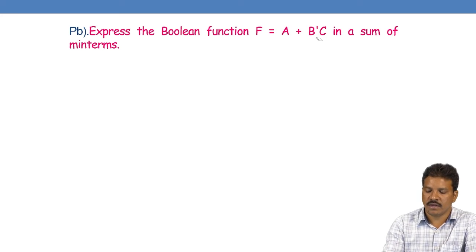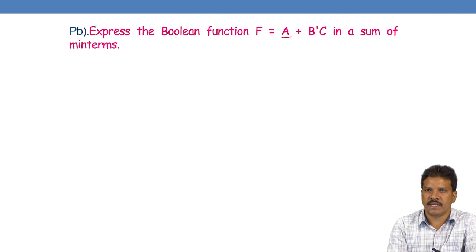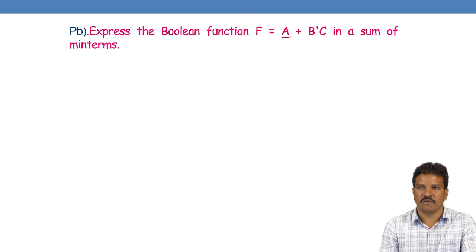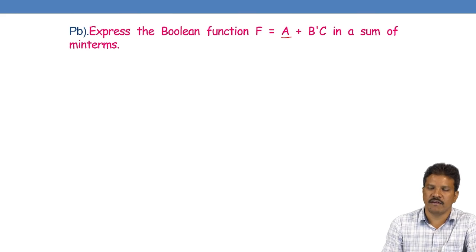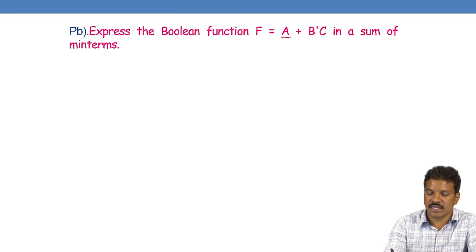If you see the first term, A, by looking at the letter A alone we cannot find out which minterm it is. So we need to convert each term of the Boolean function into canonical form. How do we convert this standard Boolean function into canonical form? Write down the missing terms. In the term A, the B term and C term are missing.